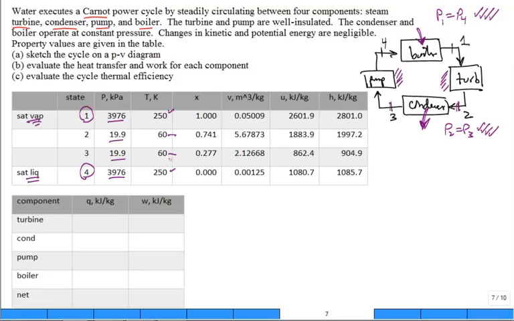You're condensing some. Now, you don't condense all the way from saturated vapor to saturated liquid. You condense from about 75% vapor down to 28% vapor. See what you're doing? You're condensing part of the way. You have the specific volume given, you have the internal energy given, and you have the enthalpy given.